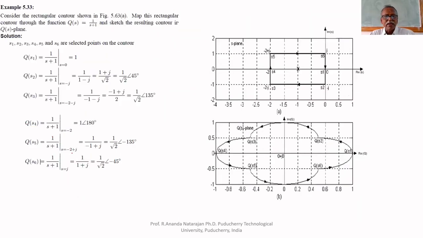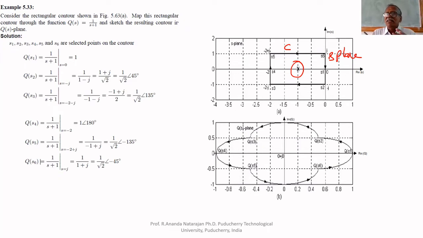Suppose I'm having a pole of that Q of S inside that contour. I'm having a contour C. This is the contour in S plane.